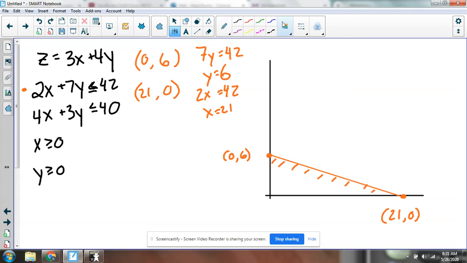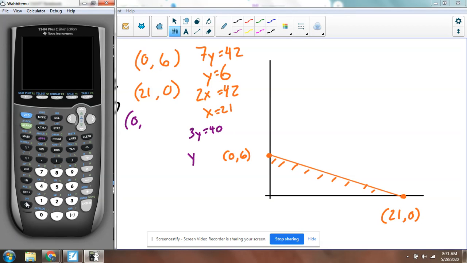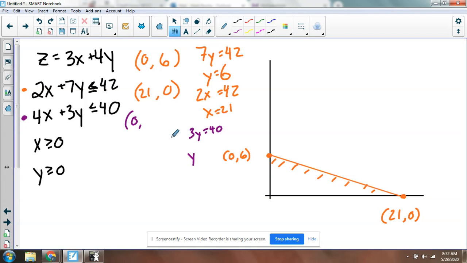Second line, we'll do purple. Same thing here. I'm going to let x be 0. When x is 0, I get 3y equals 40. Divide by 3, you get what? 13.33333. So we'll just say 13.3.